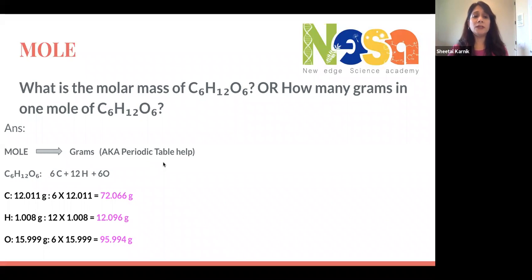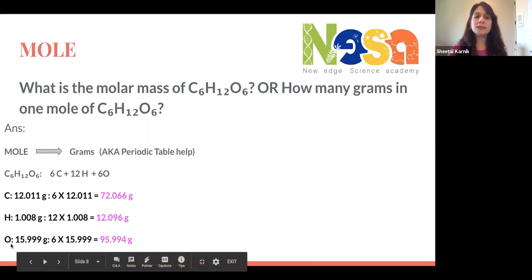So let's do our first step of C6H12O6, dissecting it all out. We know that C has 6 atoms, hydrogen 12, and oxygen 6. So we record that down first. Next step, we are going to go to the periodic table and find out the carbon atomic mass is 12.011 gram. In this case, we have 6 C, therefore 6 times 12.011. We record it down. We follow the same steps for hydrogen as well as oxygen.